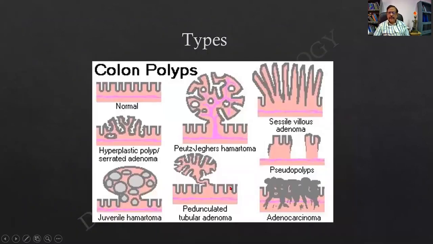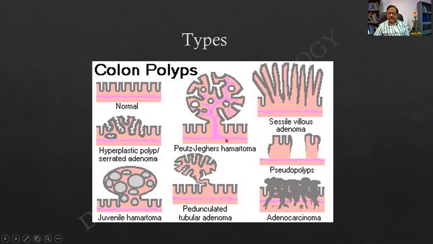This is a schematic picture which will just give us an idea of the range of polyps. A normal mucosa is over here, and when the normal mucosa proliferates, we call it a hyperplastic. Hyper means more, plasia means proliferation. So it is a hyperplastic polyp, and usually it has got a serrated edge that again we shall be seeing. Look at this particular polyp over here.